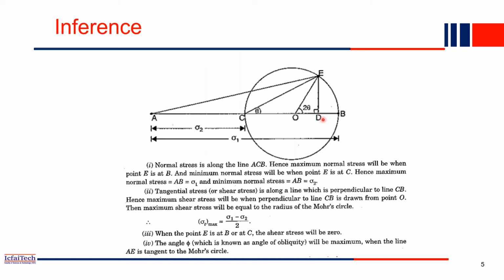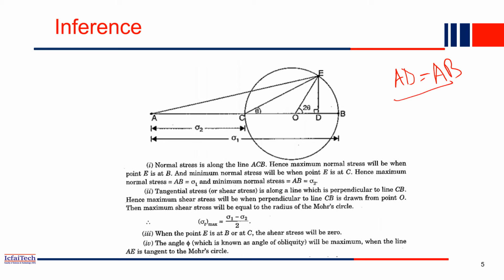When AD equals the entire line AB, then only you will get the maximum normal stress in a particular plane. Then what will be the angle of that plane? When AD equals AB, you will have the maximum normal stress.